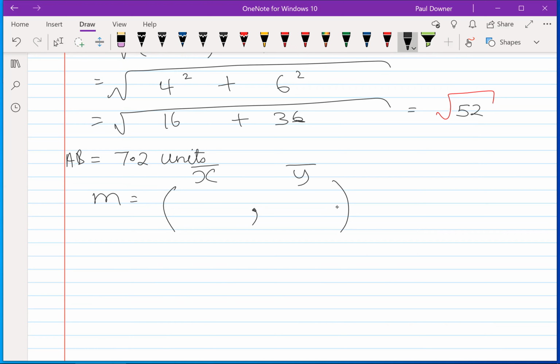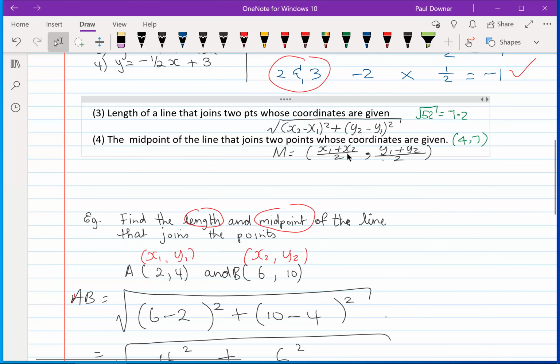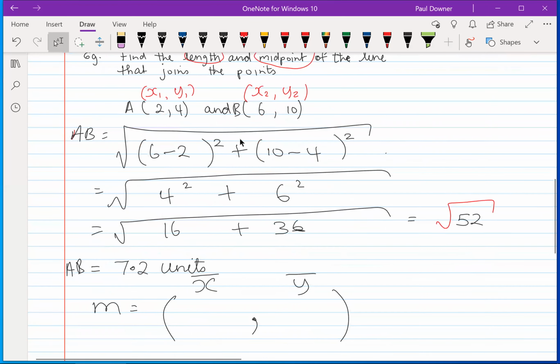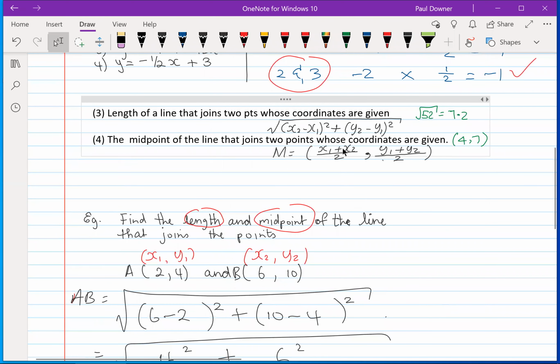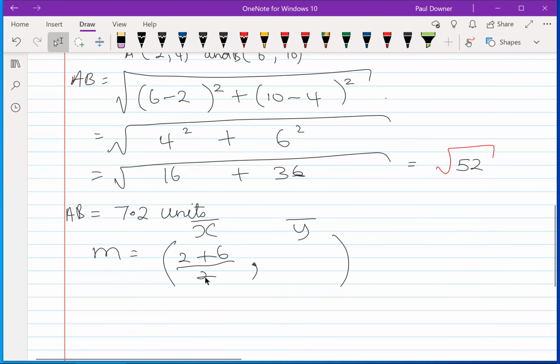And what is the formula? Well, you could go back and look at the formula here. It's X1 plus X2 over 2 for the X coordinate. X1 is 2, X2 is 6. So if we're going to use X1 plus X2, that'll be 2 plus 6 over 2. Let's look at it here. X1 plus X2 over 2. X1 is 2, X2 is 6. So it'll be 2 plus 6 over 2, which is what we have here.